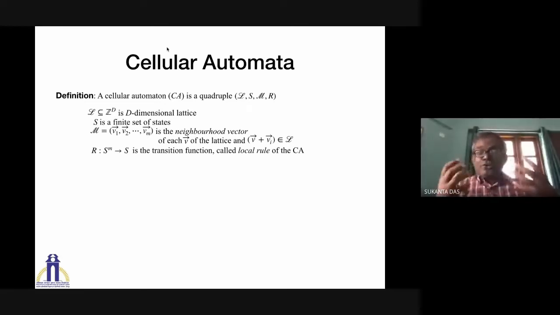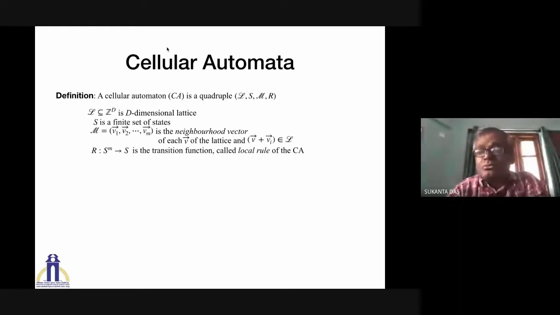We call the elements of the lattice cells. So each cell computes, and the computation is performed by the function, the local rule called R. So R performs the local computation, and out of that computation, we get a global computation. Anyway, these things are covered.